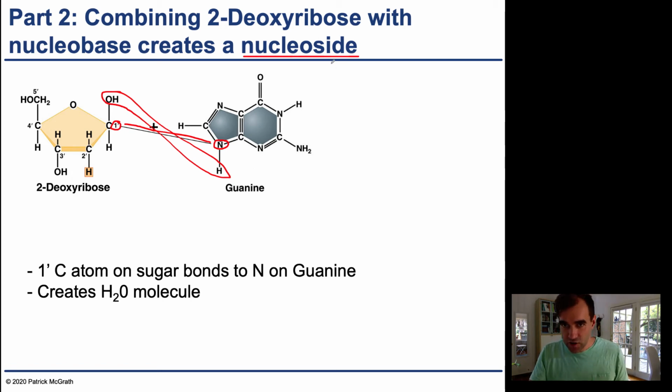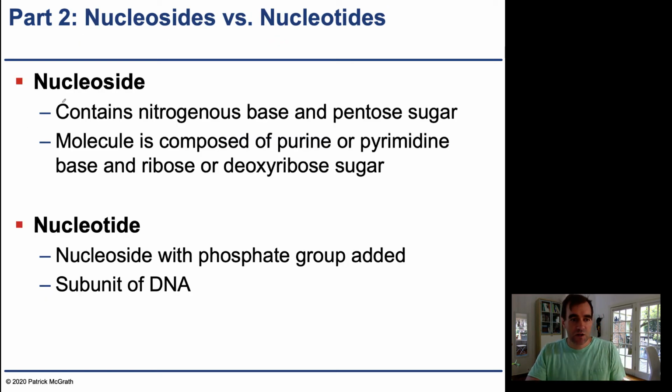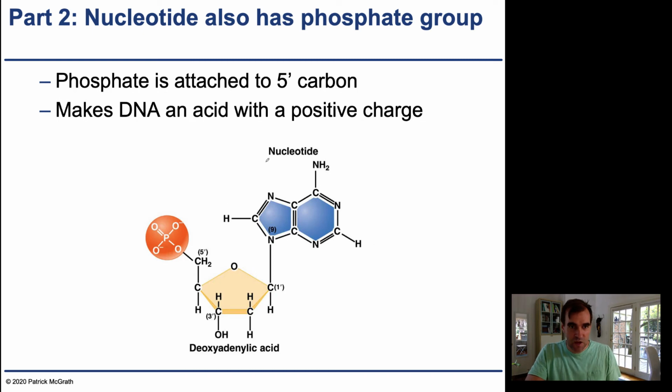So it's not a nucleotide because it lacks one of the 3 key components. Just to reiterate, a nucleoside contains a nitrogenous base and a pentose sugar, and a nucleotide also contains a phosphate group. The nucleotide is the subunit of DNA. And finally, the phosphate is attached to the 5' carbon. So this is where it's important to remember this numbering scheme.